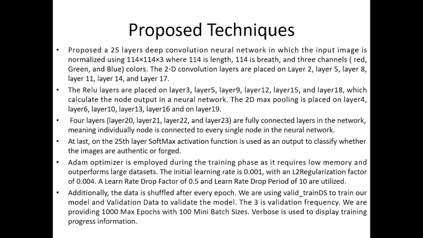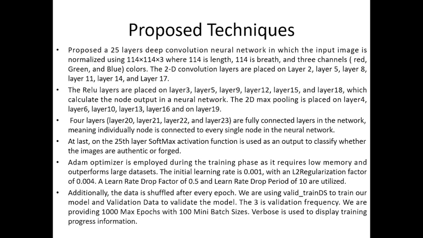Now the 4 layers that are 20, 21, 22, 23 are fully connected layers in the network, meaning individual nodes are connected to every other node in the neural network. In the last, 25th layer, softmax activation function is used as an output to classify whether the images are authentic or forged. After that, Adam Optimizer is employed during the training phase as it requires low memory and performs well on large datasets. The initial learning rate is 0.001 with an L2 regularization factor of 0.004.